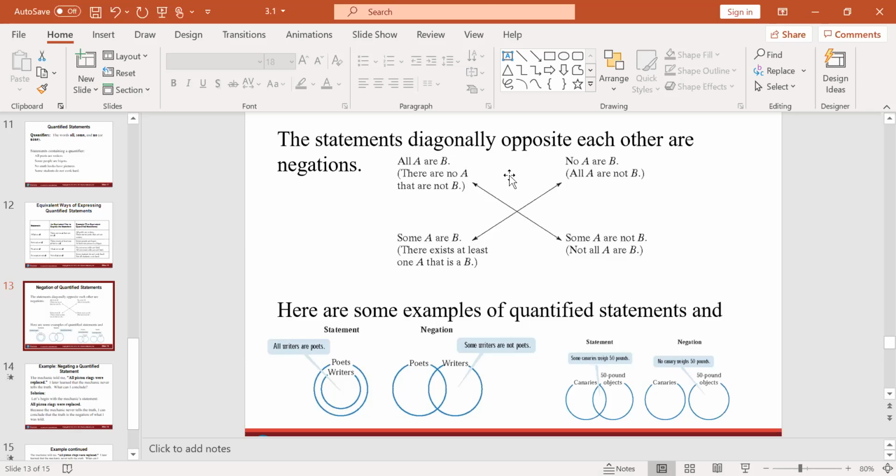So you have to be careful. You would think that the opposite of all poets are writers is no poets are writers. But that's not the case. The opposite of all, you simply have to find one thing that is not true. One counterexample, if you will. Thus, the opposite of the statement all A are B is the statement some A are not B. These are negations across the diagonal like that. It's very tempting to think that the opposite of the word all is the word no, but it's not. The opposite of all is to simply find at least one counterexample.